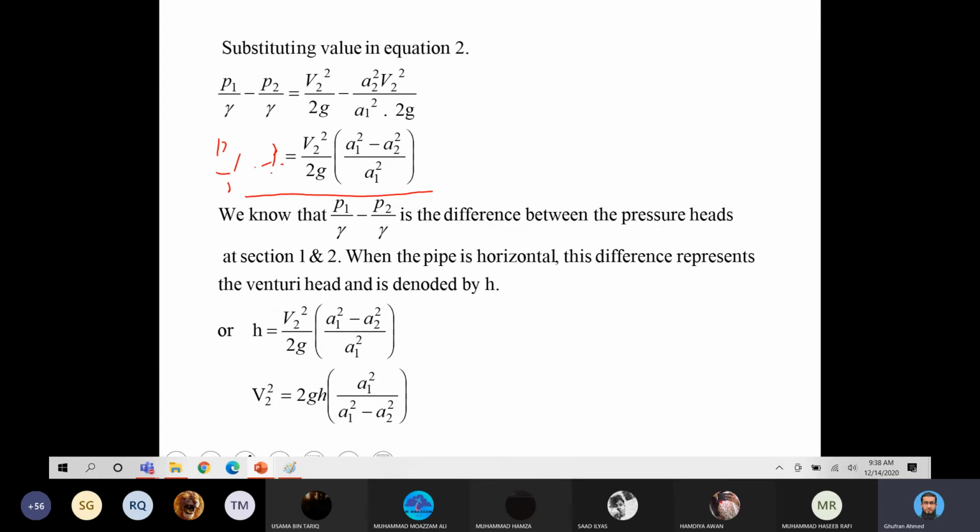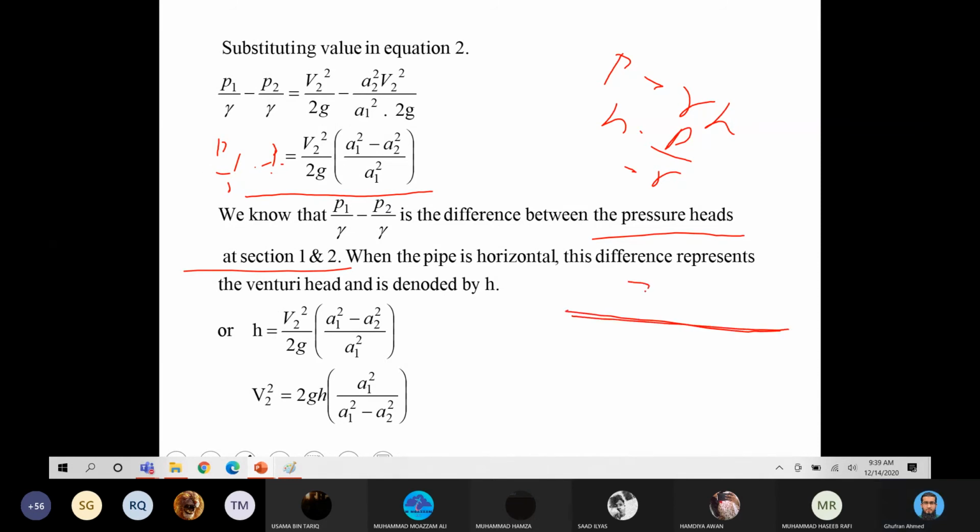So we know that this P1 over gamma minus P2 over gamma is the difference between the pressure heads at section 1 and 2. P is equal to gamma H होता है ना, तो H क्या होता है P over gamma, यही है. So when the pipe is horizontal, this difference represents a venturi head and is noted by H. Okay, अगर pipe horizontal है, means Z1 and Z2 are same, then this P1 over gamma minus P2 over gamma इसको हम H से represent कर सकते हैं.